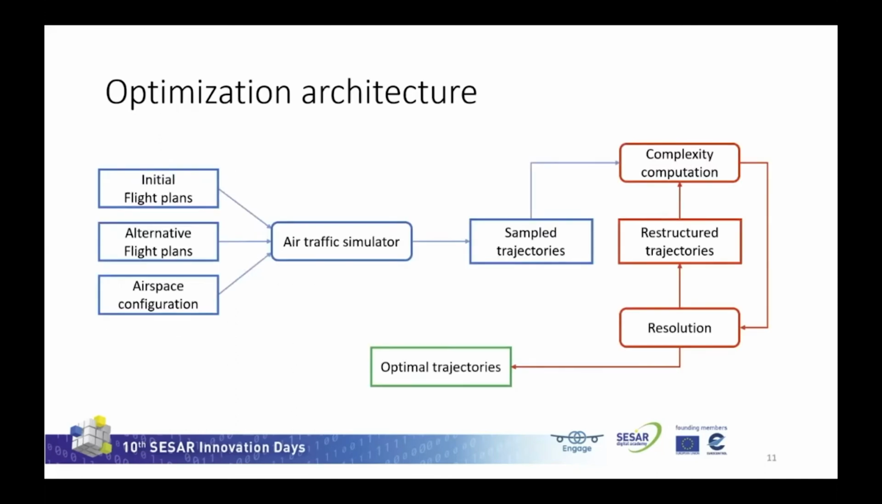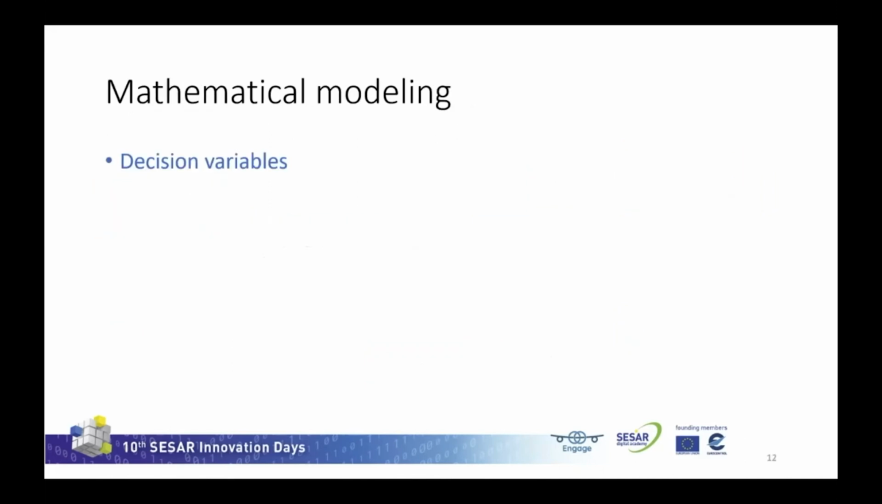Let me introduce our optimization architecture. First, we have initial flight plans, alternative flight plans, and airspace configurations. And then we simulate the traffic. The simulated trajectories we use to compute the complexity, and we perform the optimization process to restructure the trajectories. And finally, we will get the optimal trajectories.